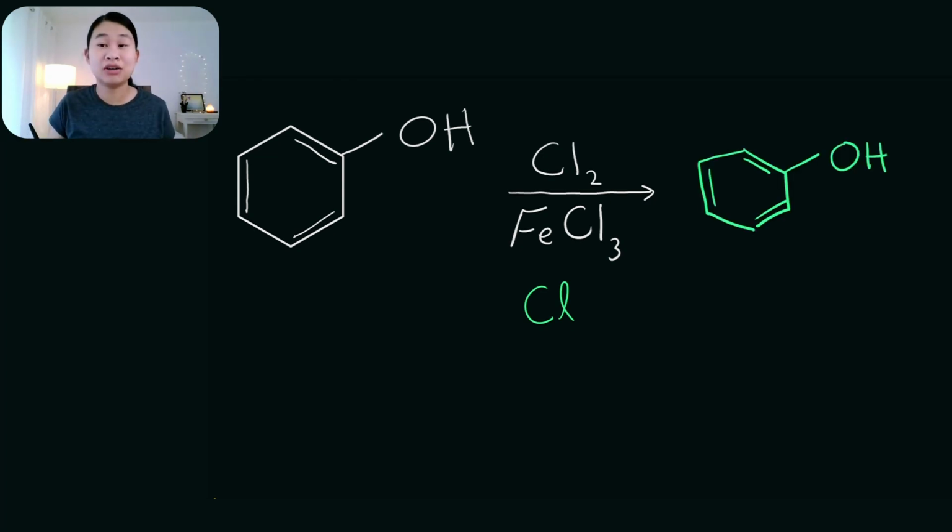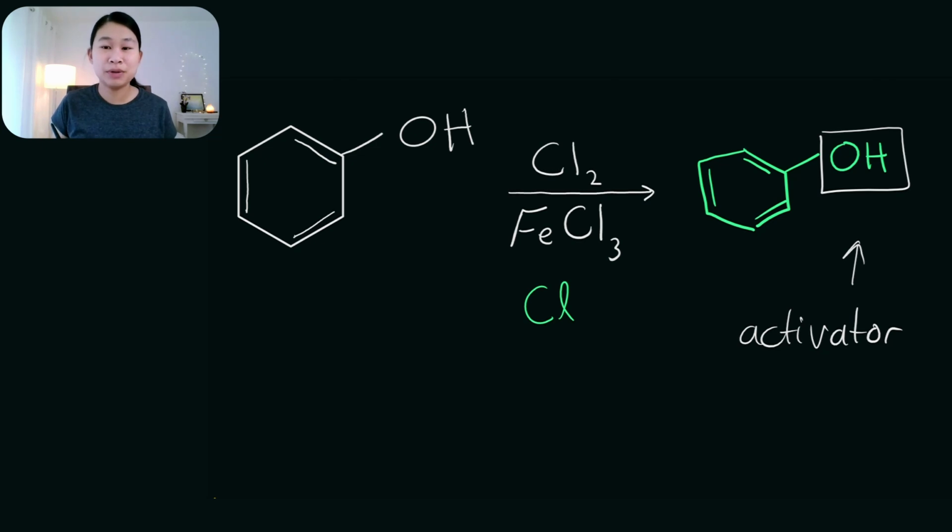To place chlorine in the correct location, we're going to take a look at the OH group. The OH group is an activator. This means that the OH group is going to direct new groups to the ortho and para positions. One of the products is going to have chlorine in the ortho position, and another product is going to have chlorine in the para position.